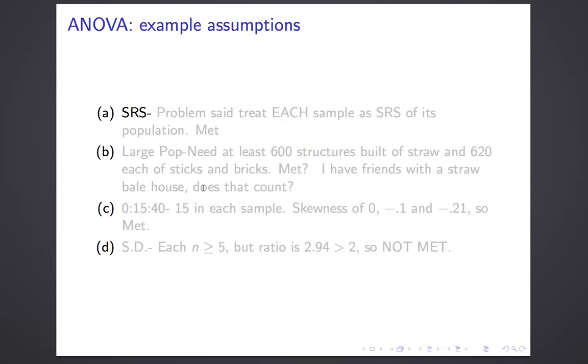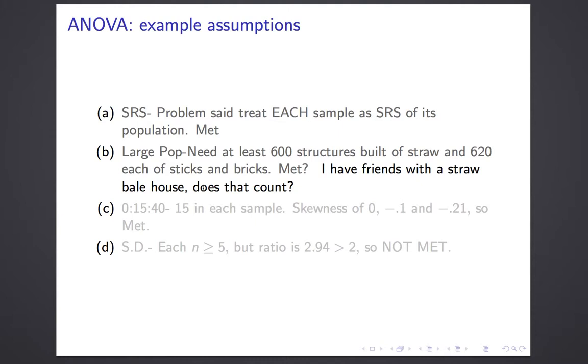So in our example, the simple random sample assumption, the problem said we could treat each of the 3 samples as a simple random sample of its separate population. So that's met, and that tells us that the large population assumption requires 3 separate checks. We need at least 600 structures built out of straw and 620 each out of sticks and bricks. I don't know whether that's met. That's one of the problems with using fairy tales as your examples. I will say I have a friend who has a straw bale house, so if there's 600 people like him, I guess the first one is met.